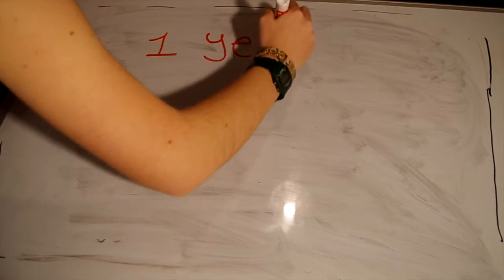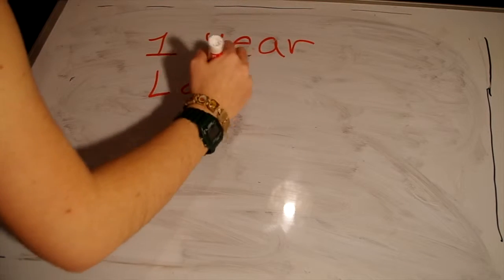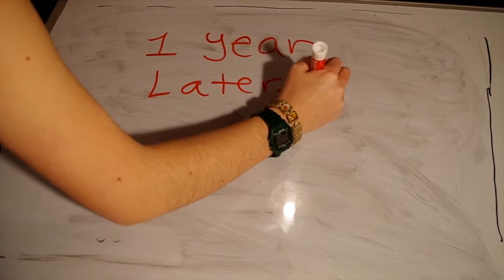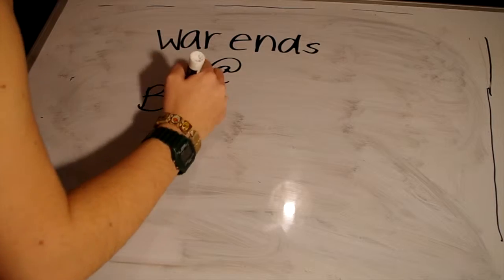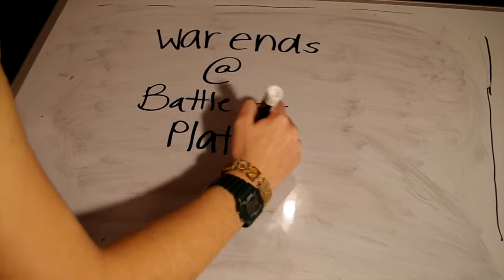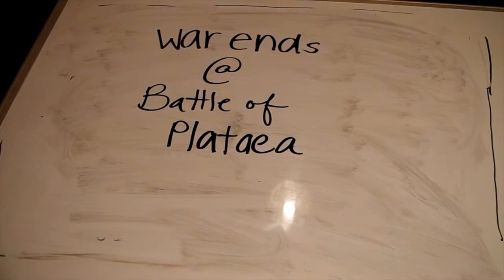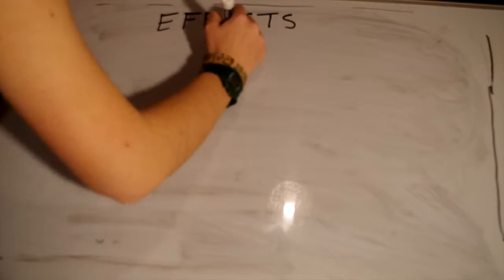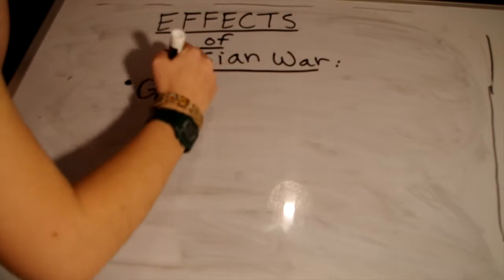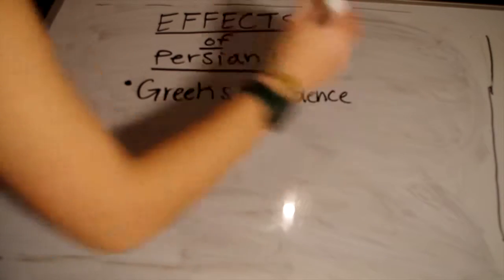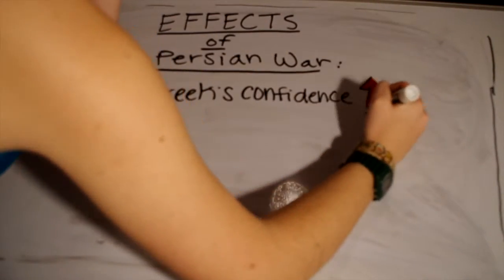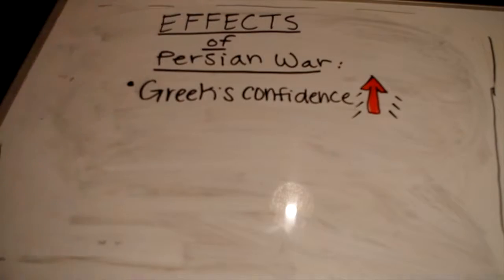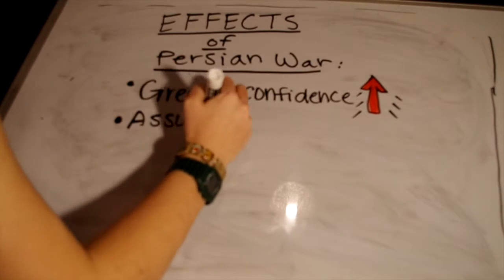One year later, the war would officially end at the Battle of Plataea. Effects of the Greek victory. Had the Persians won at Salamis, it is very likely that Xerxes would have succeeded in conquering all the Greek city-states and the entire European continent. The victory increased Greeks' confidence. Up until this point, most felt the Persians were unbeatable. Greeks felt the gods helped them win.